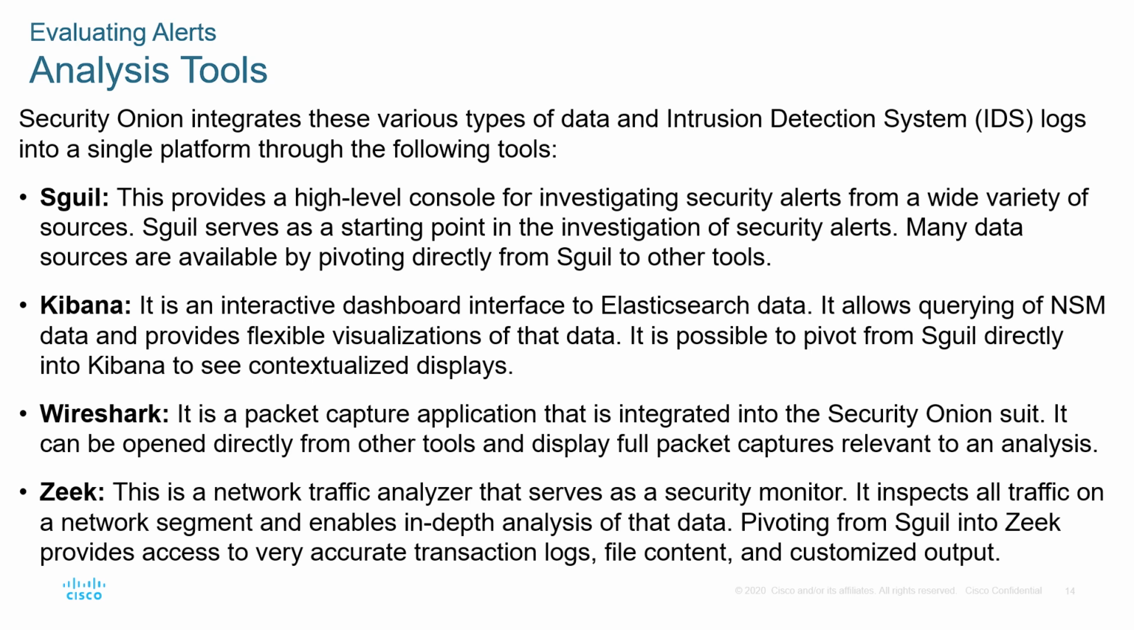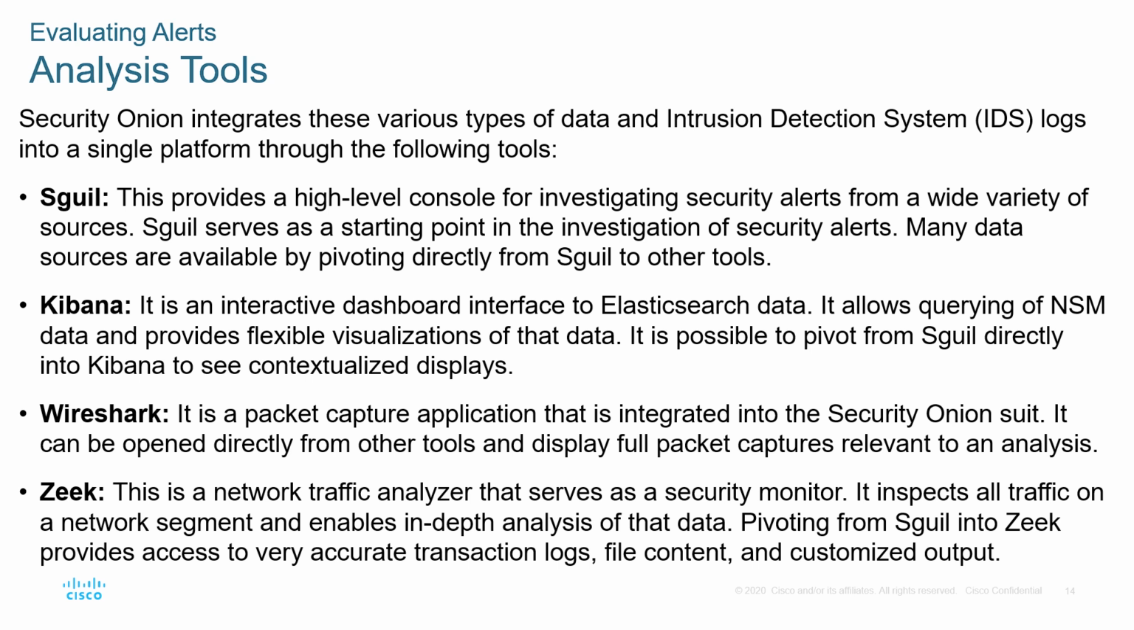Okay. And then Wireshark is a traditional tool that you know already, right? It can capture application traffic and is integrated into Security Onion, because Security Onion also requires something like that to help in collecting the data and capturing specific types of traffic. It can be opened directly from other tools and display the full packet capture relevant to the analysis. Sometimes analysts see the end product and the end report, but they want to see the details of the packet. Then they can use Wireshark.